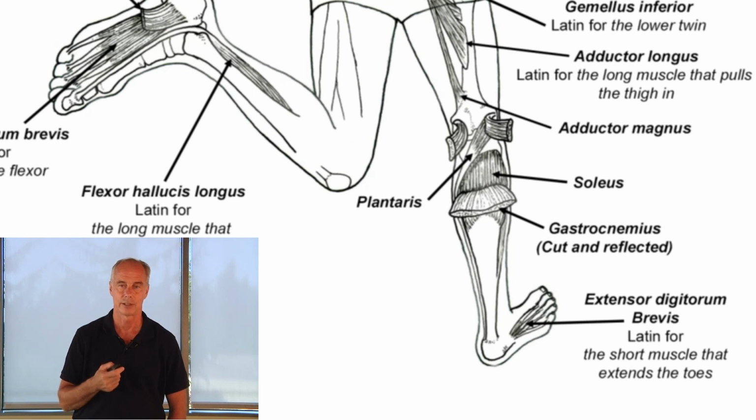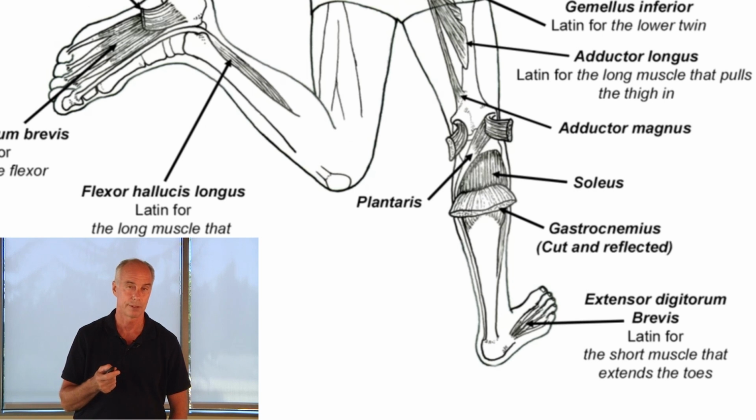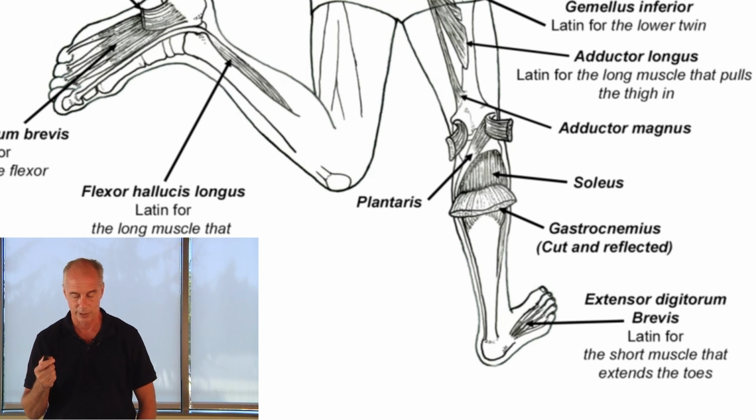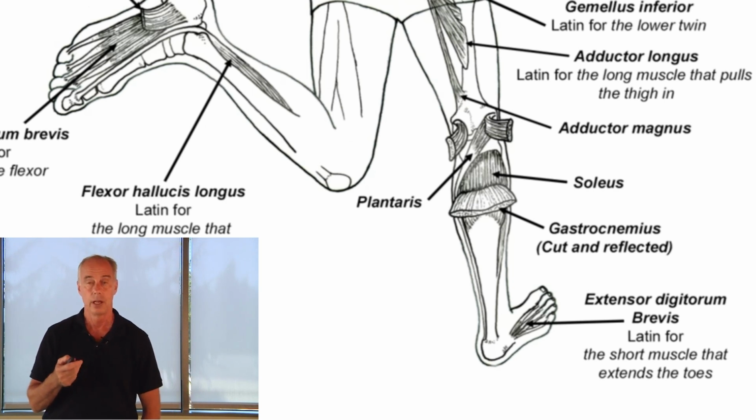I'll talk about it later in the normal anatomy section. And I put adductor longus in this and adductor magnus. Adductor magnus, some people refer to as another hamstring muscle because it attaches so low. Adductor longus is active constantly during the gait cycle, except for a brief period in mid-swing when everything quiets down.